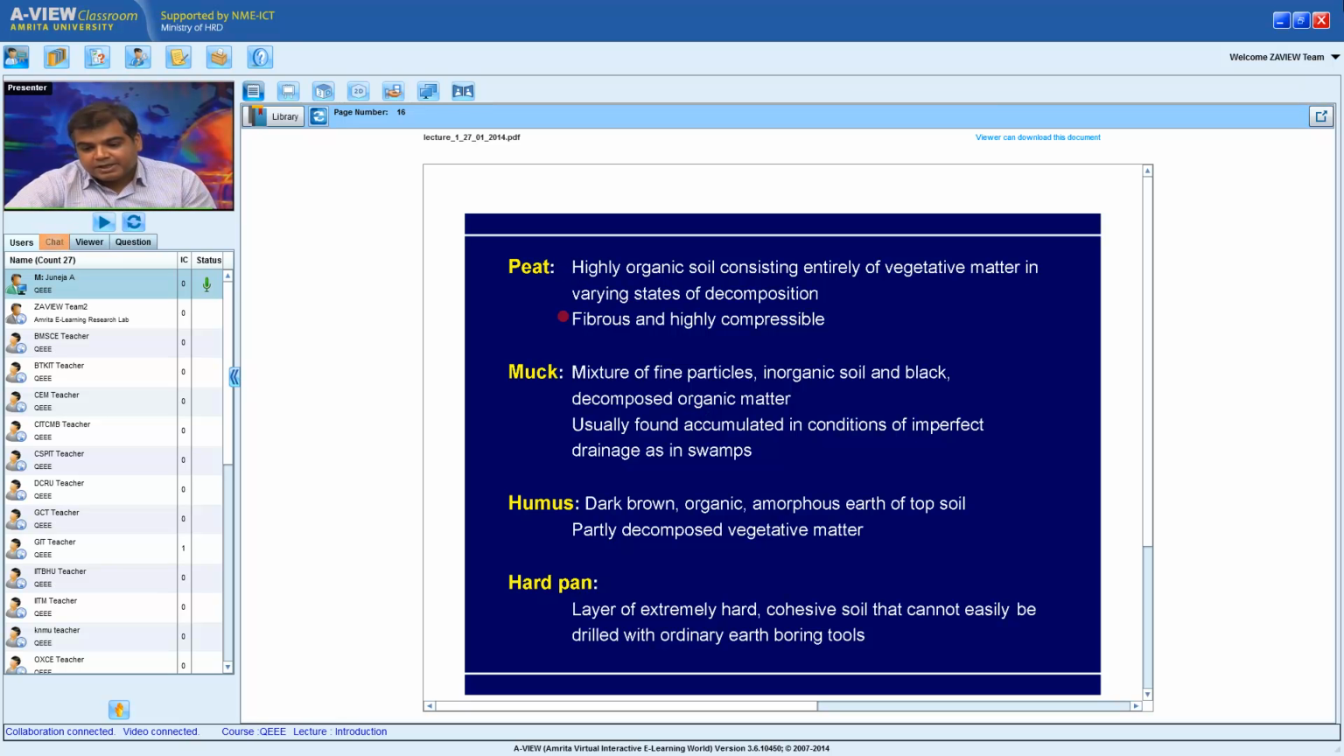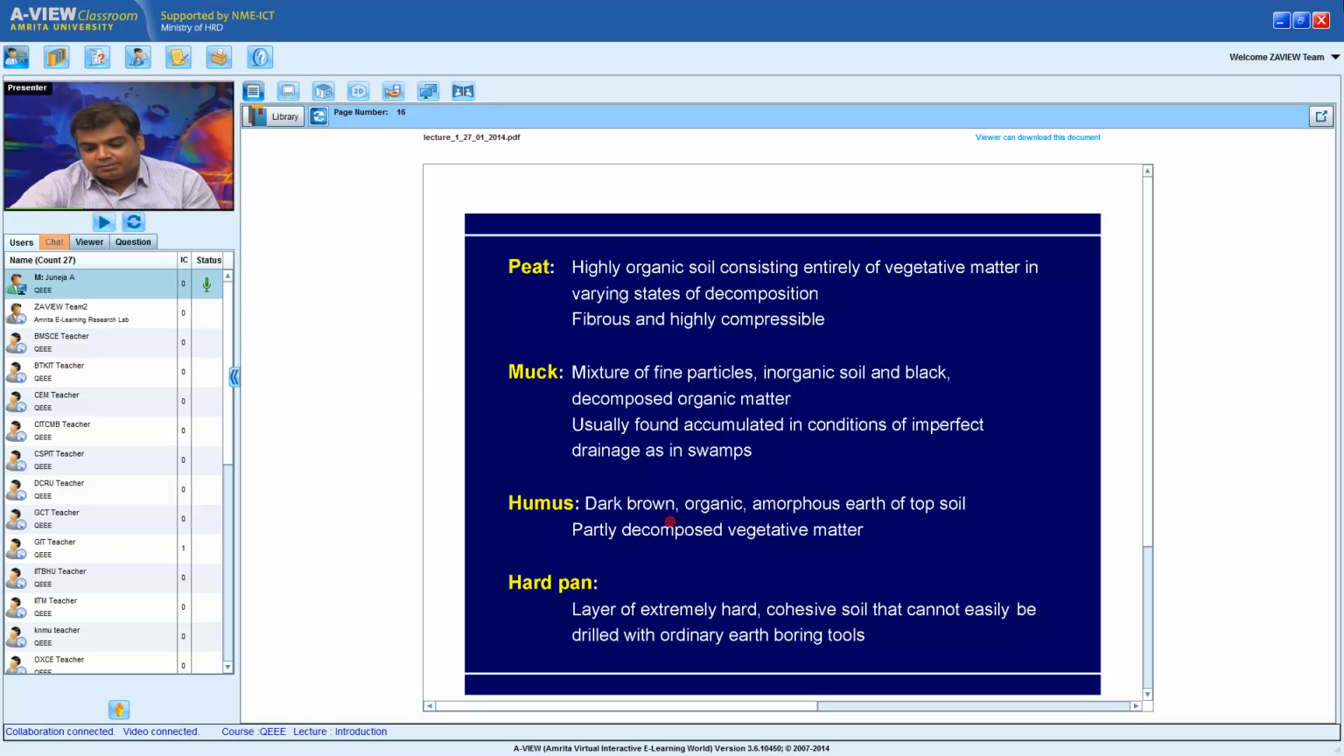Peat, which we have just discussed, is fibrous and highly compressible. We would like to avoid using these soils as foundation soil or as a construction material. Muck is usually found in swamps. It's a mixture of fine particles of inorganic soils and decomposed matter.